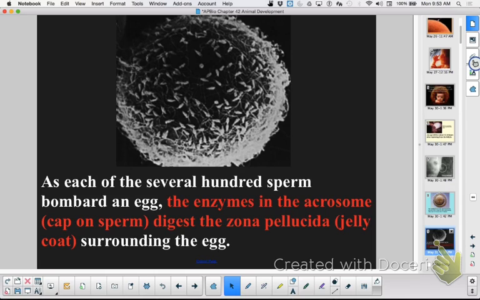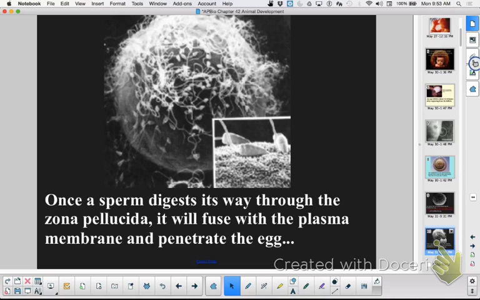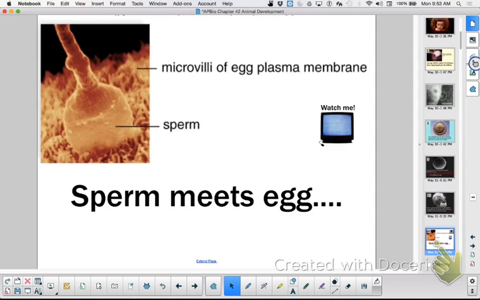There's a fast and a slow block, but when just one of those sperm penetrates the membrane, it causes a depolarization, just like on a what? Where did we see depolarization before? On an action potential on a neuron. Good, just like that. Okay, so it has to digest through the zona pellucida, it has to fuse with the plasma membrane, and then penetrate that egg.